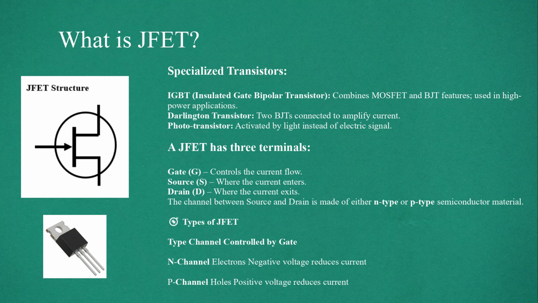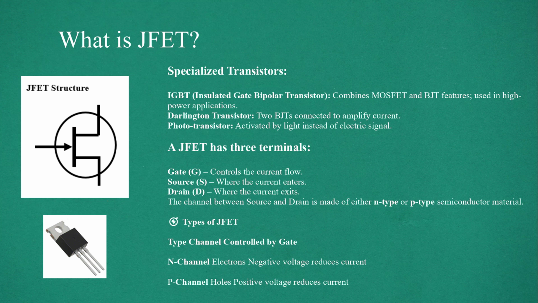JFET structure. A JFET has 3 terminals. 1. Gate G controls the current flow. 2. Source S, where the current enters. 3. Drain D, where the current exits. The channel between source and drain is made of either N-type or P-type semiconductor material.